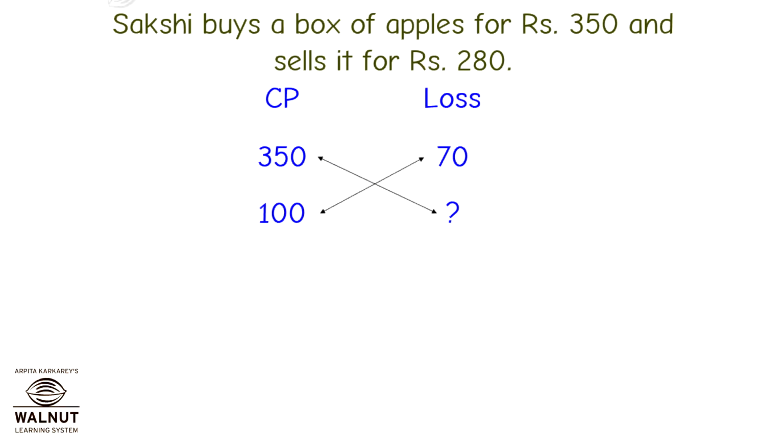Now the pair with no question mark becomes the numerator and the number in the pair with a question mark becomes the denominator. Question mark is equal to 100 into 70 divided by 350.